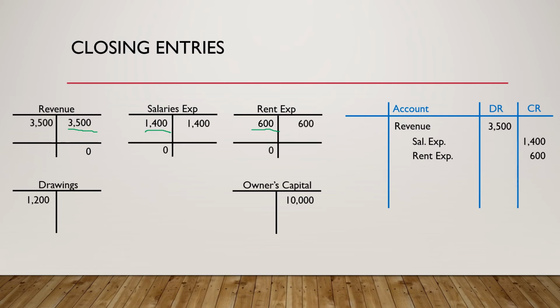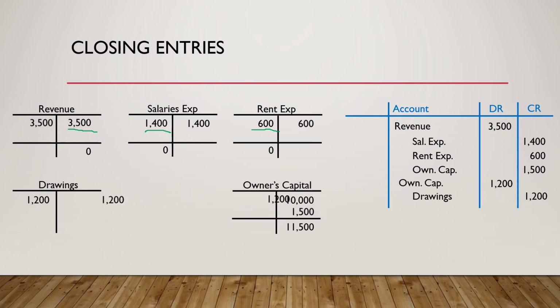Our journal entry is now out of balance, and we need a $1,500 credit before it's completed. That credit goes to owner's capital, the account to which we are moving these balances. Now, owner's capital has a credit balance of $11,500. Next, close out drawings. With its debit balance, the credit to drawings will move its balance to zero, and owner's capital credit balance will decrease to a $10,300 credit.